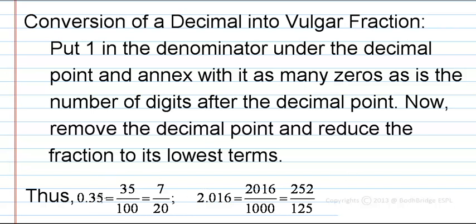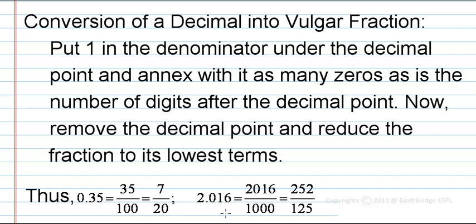Now the value of the decimal is converted to 35 by 100. Now we are going to reduce. 35 by 100 can be written as 7 by 20. So this is how we are going to convert the decimal into vulgar. See the next example.